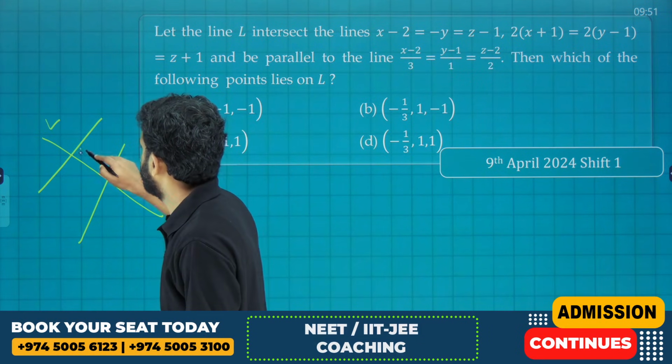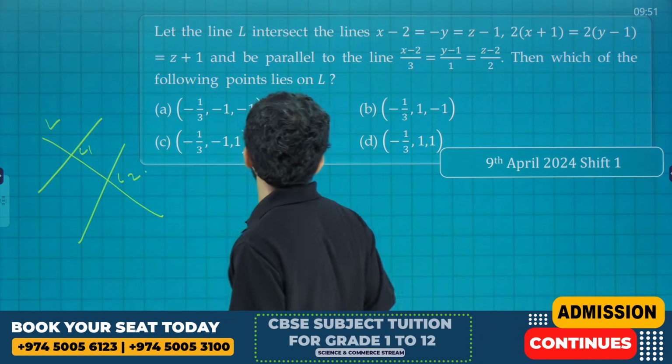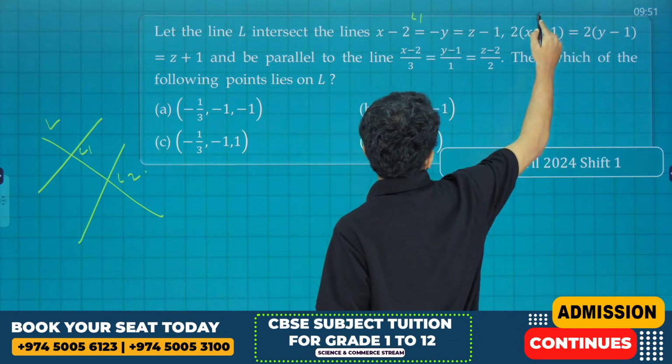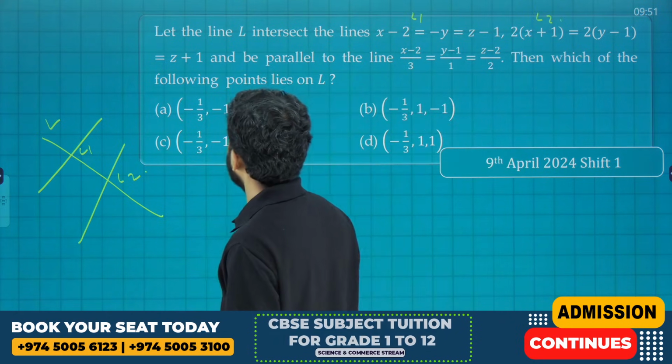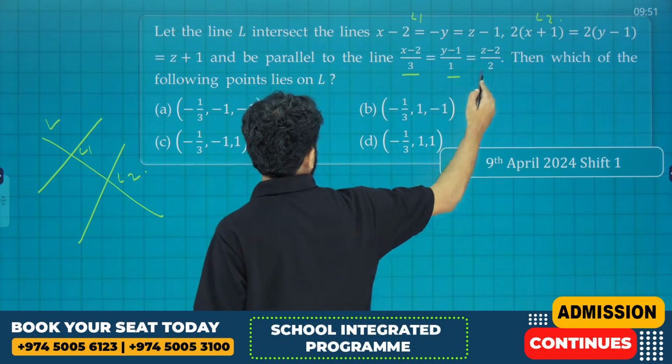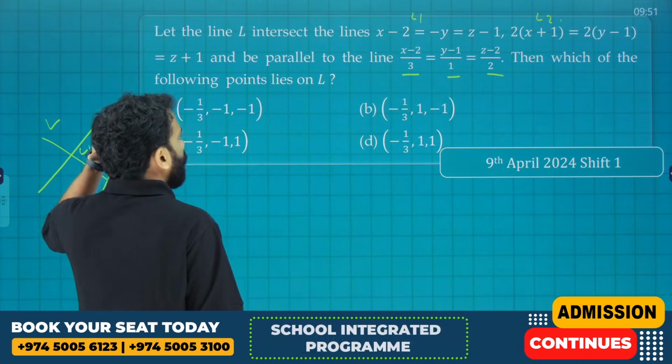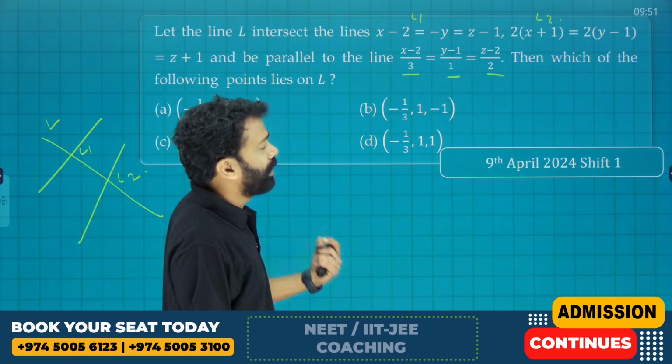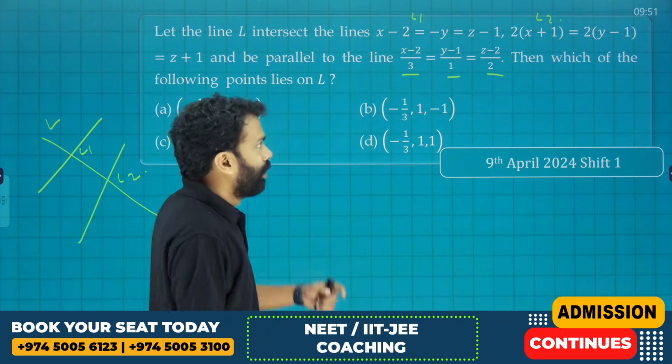This is line L, and this is L1 and this is L2. We can take this as L1 and this as L2, which intersect the two lines, and the line L is parallel to this line. Therefore we can use the direction ratios here since they are parallel. To form the equation of a line, we need at least one point, right?